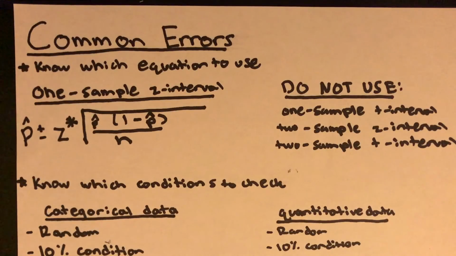So some common errors that many people make. One common error is that people do not know which equation to use. Since we are trying to find confidence intervals for categorical data, one sample, we should use a one sample z interval equation, which is p hat plus or minus z star times the square root of p hat times 1 minus p hat divided by n. It's important that we do not use one sample t interval, two sample z interval, or two sample t interval.